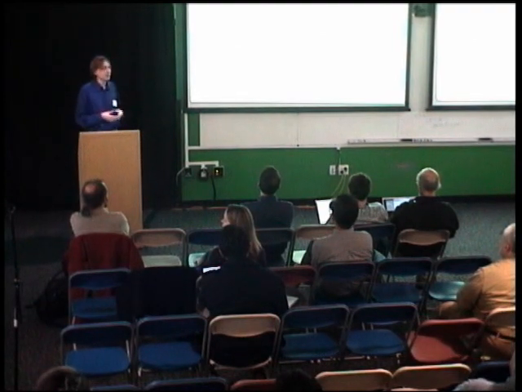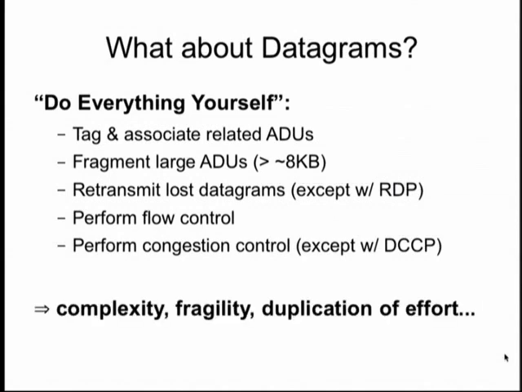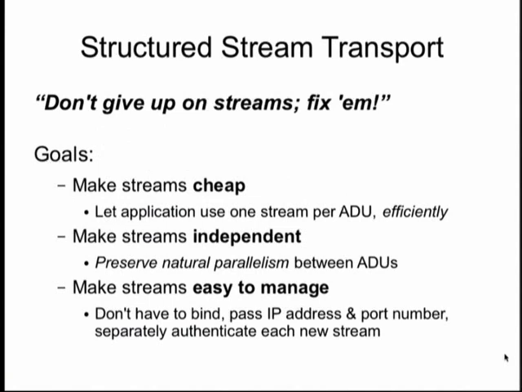So obviously we can always scrap TCP and just have the application use datagrams. But of course, then the application really has to do a lot itself, and this leads to complexity, fragility, duplication of effort in application protocols. There's a lot of this stuff that is really common to lots of different applications. We'd like to share that across applications, and so I want to propose that we don't actually give up on TCP. We just fix it.